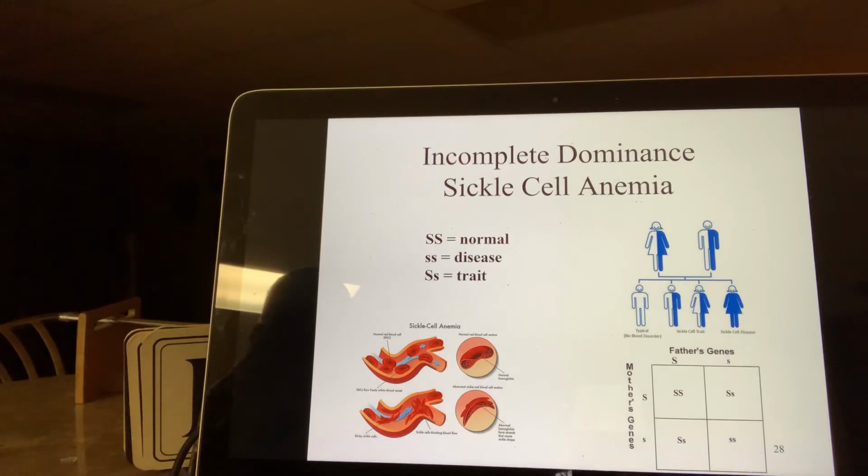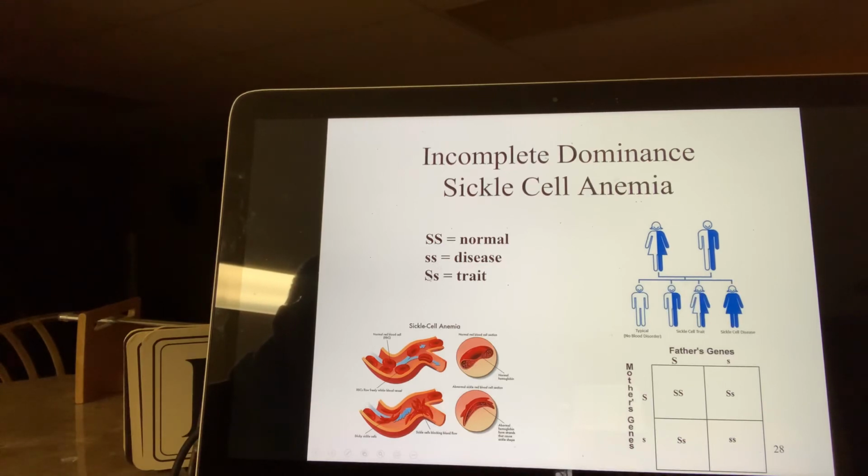Sickle cell anemia is another example of a disease that has incomplete dominance. It has a normal allele, which we're going to say is the big S, and it has the disease allele, which we're going to say is little s. And again, in a normal individual who does not have sickle cell anemia, you will have two big S alleles. If you have a person with sickle cell disease, you will have two of the disease alleles.